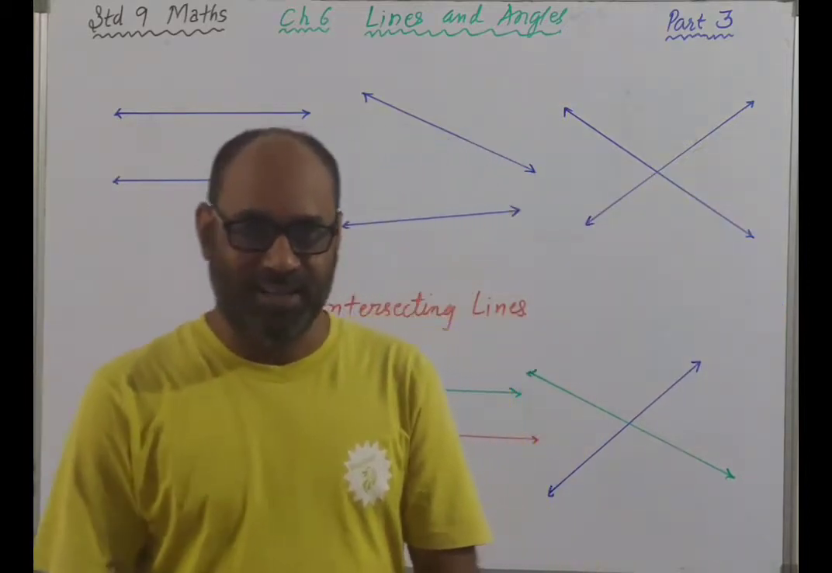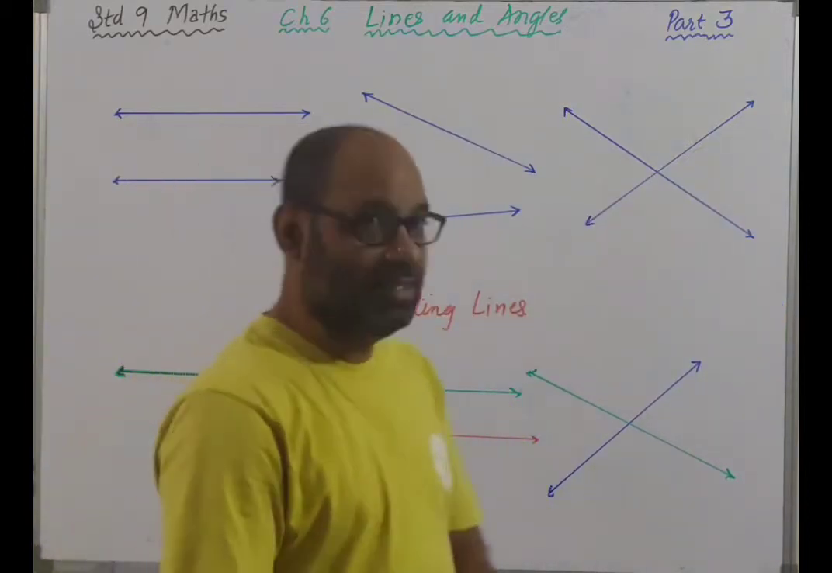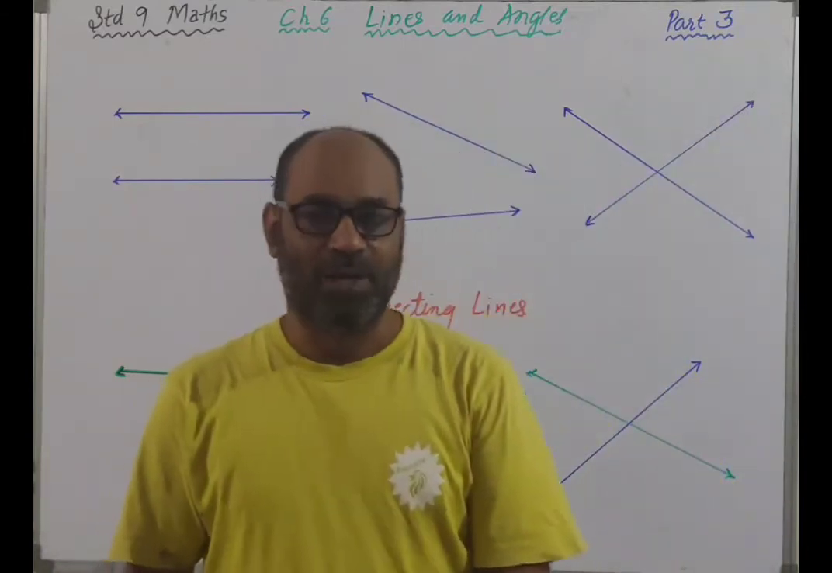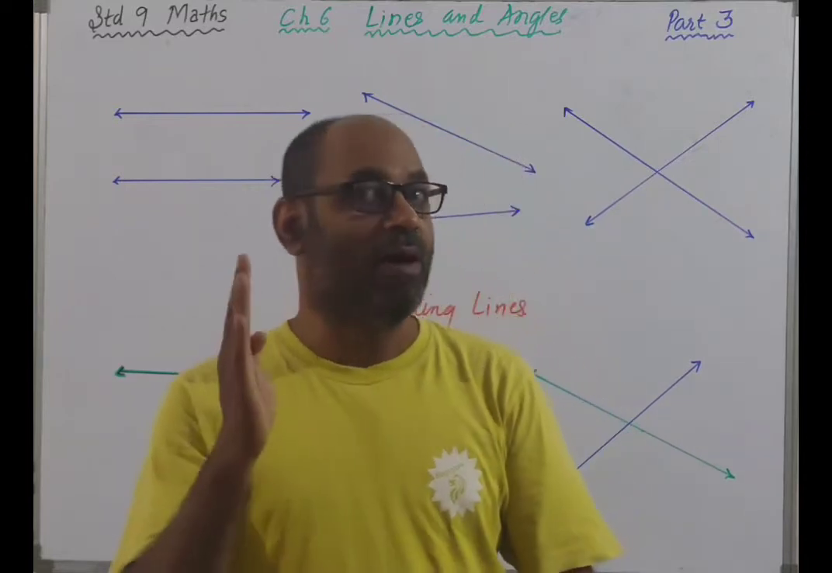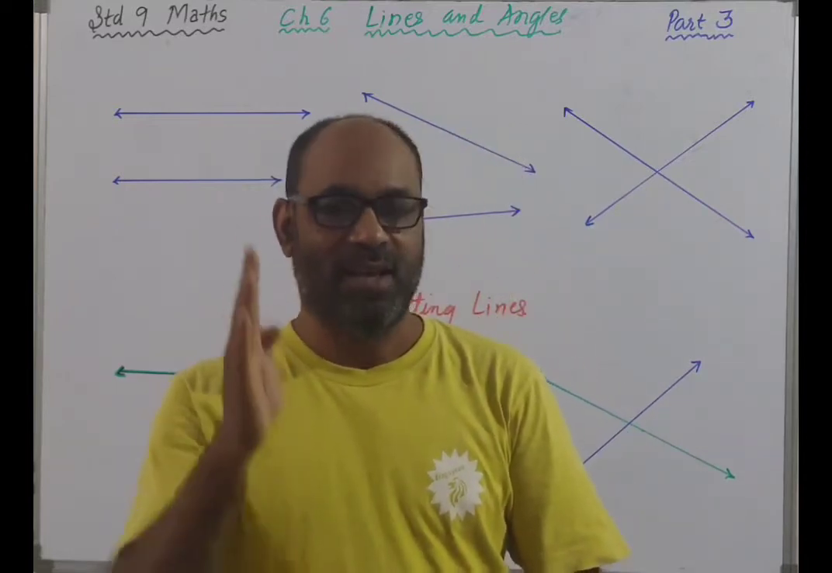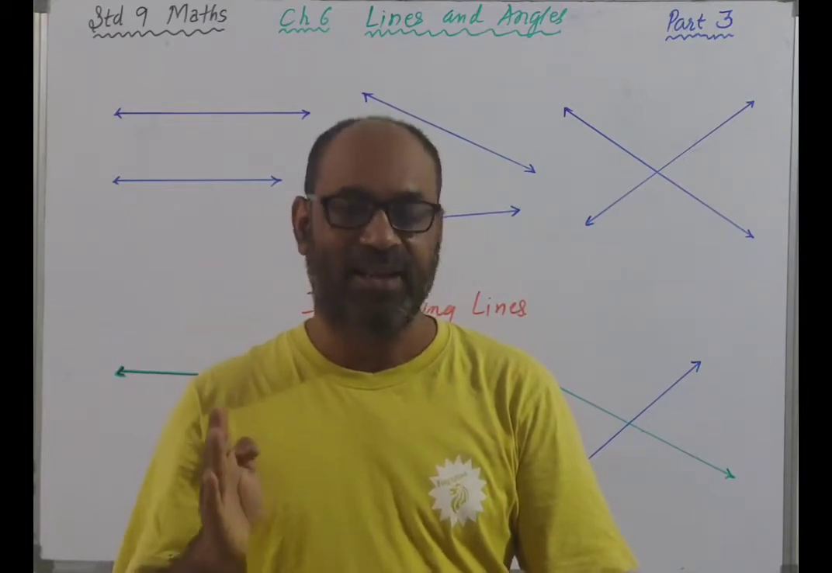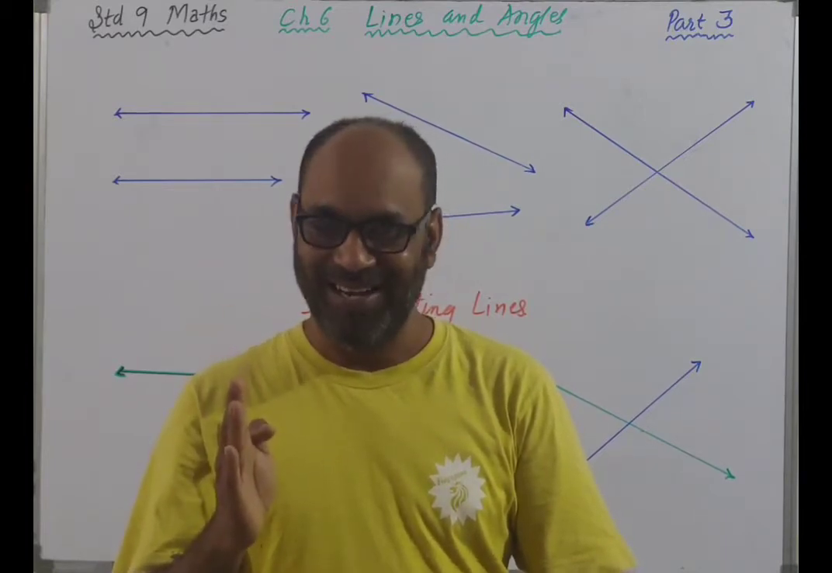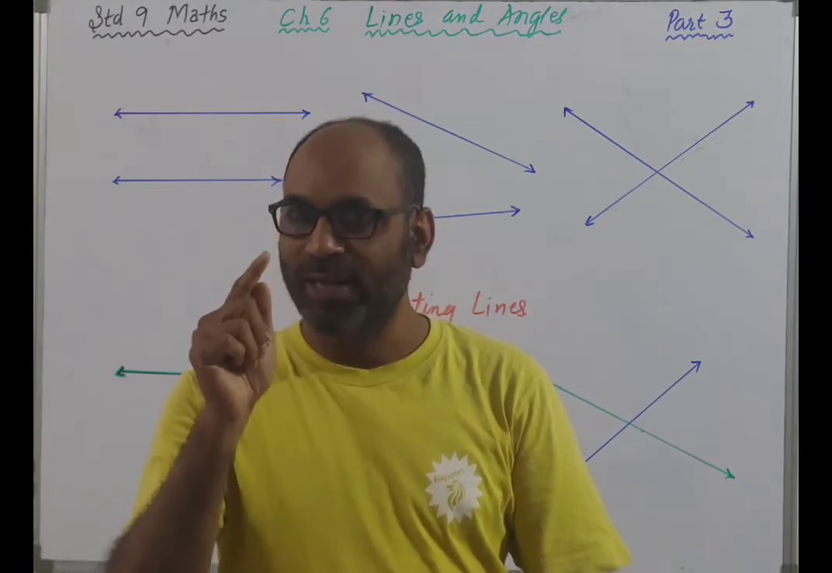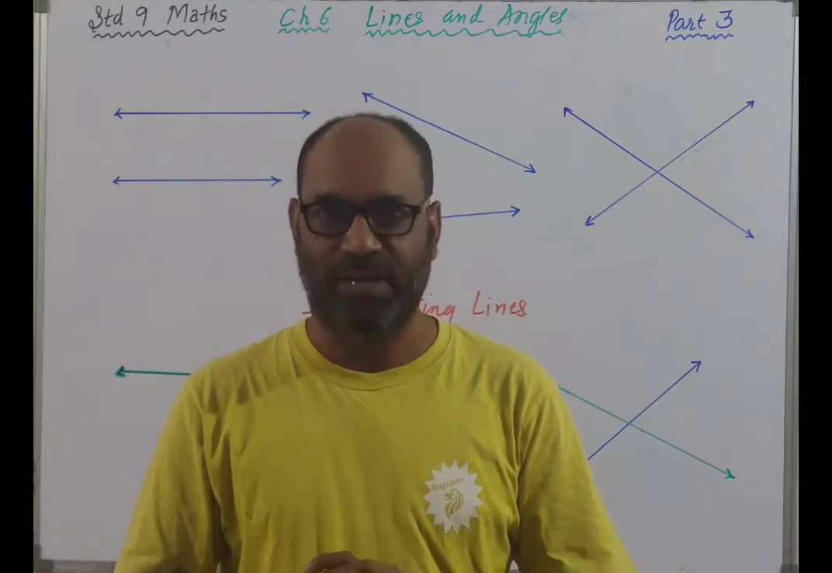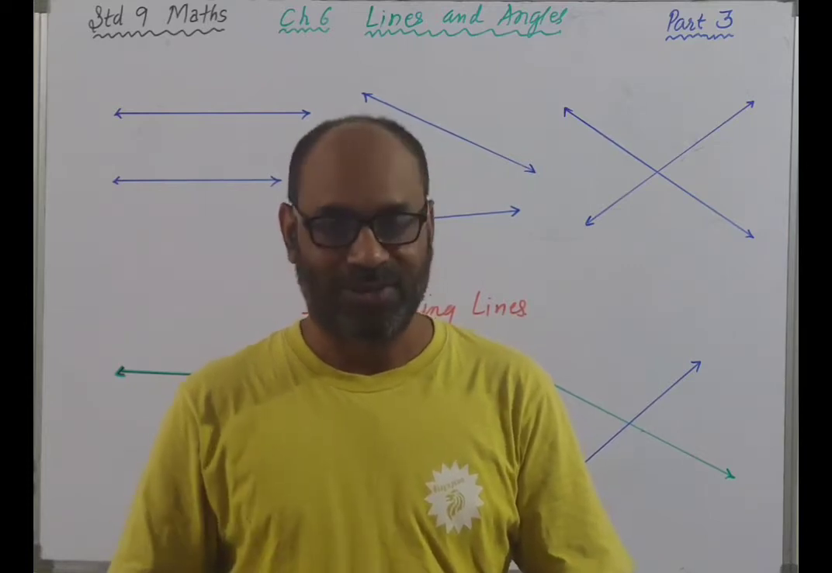Students, standard 9th, chapter 6, lines and angles, and we are in the third session. In the previous session, we learned about types of angles: acute angle, obtuse angle, right angle, reflex angle, straight angle. But acute angle, obtuse angle and right angle only fall in the definition of angle. The other two don't, right?